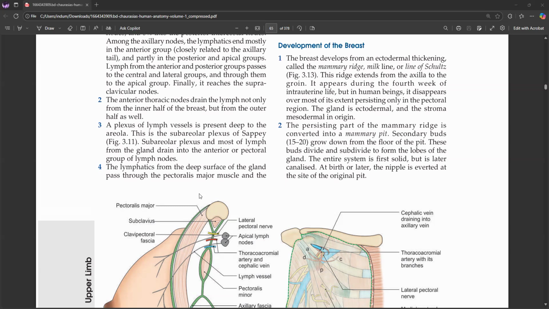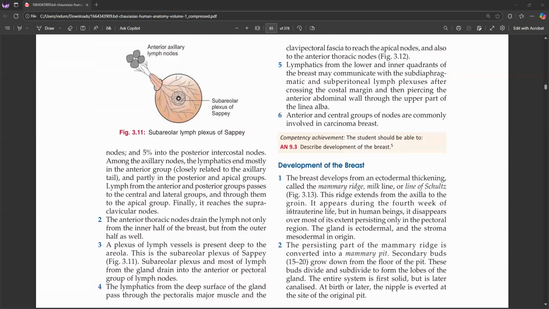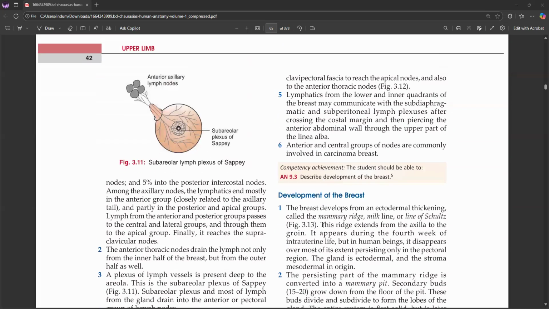Number 4. The lymphatics from the deep surface of the gland pass through the pectoralis major muscle and clavipectoral fascia to reach the apical nodes and also the anterior thoracic nodes. Figure 3.12. Number 5. Lymphatics from the lower and inner quadrants of the breast may communicate with the subdiaphragmatic and subperitoneal lymph plexus after crossing the costal margin and then piercing the anterior abdominal wall through the upper part of the linea alba. Number 6. Anterior and central groups of nodes are commonly involved in carcinoma breast.